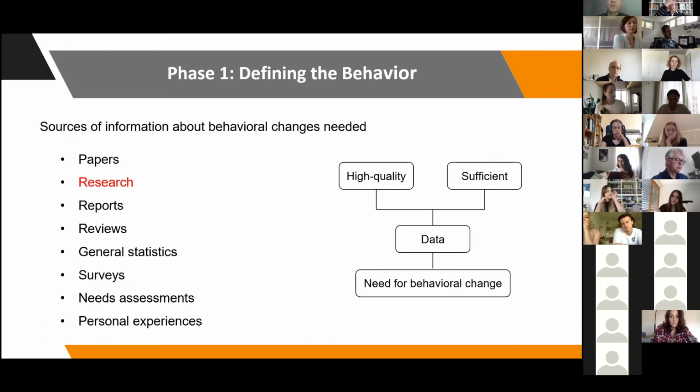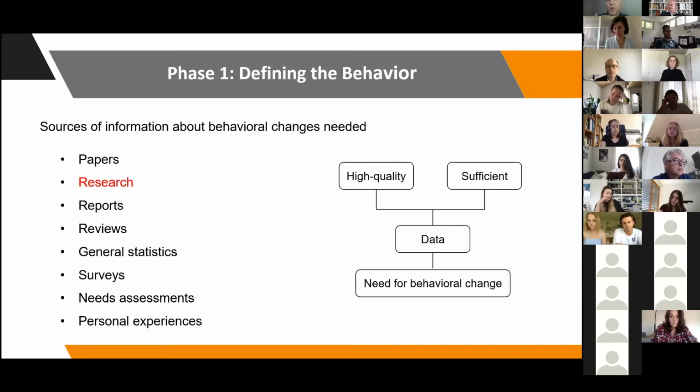So there are different sources of information about the behavior we may target. If you want to promote behavioral changes, you have to identify those behaviors, you have to define them, but you have to look at proper sources of information about the behaviors that need to be changed. And that's what I want to stress here. So there are a number of sources of information. You can see them here, and research is one of them. Through research, we identify behavior that needs to be changed.